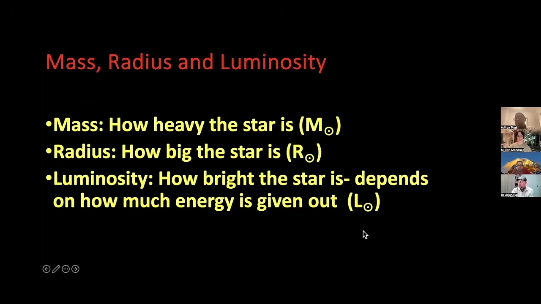And that also we measure in luminosity. So luminosity means how bright the star is. And that also we measure in terms of solar luminosity. So mass, radius, and solar luminosity. So these are the qualities.